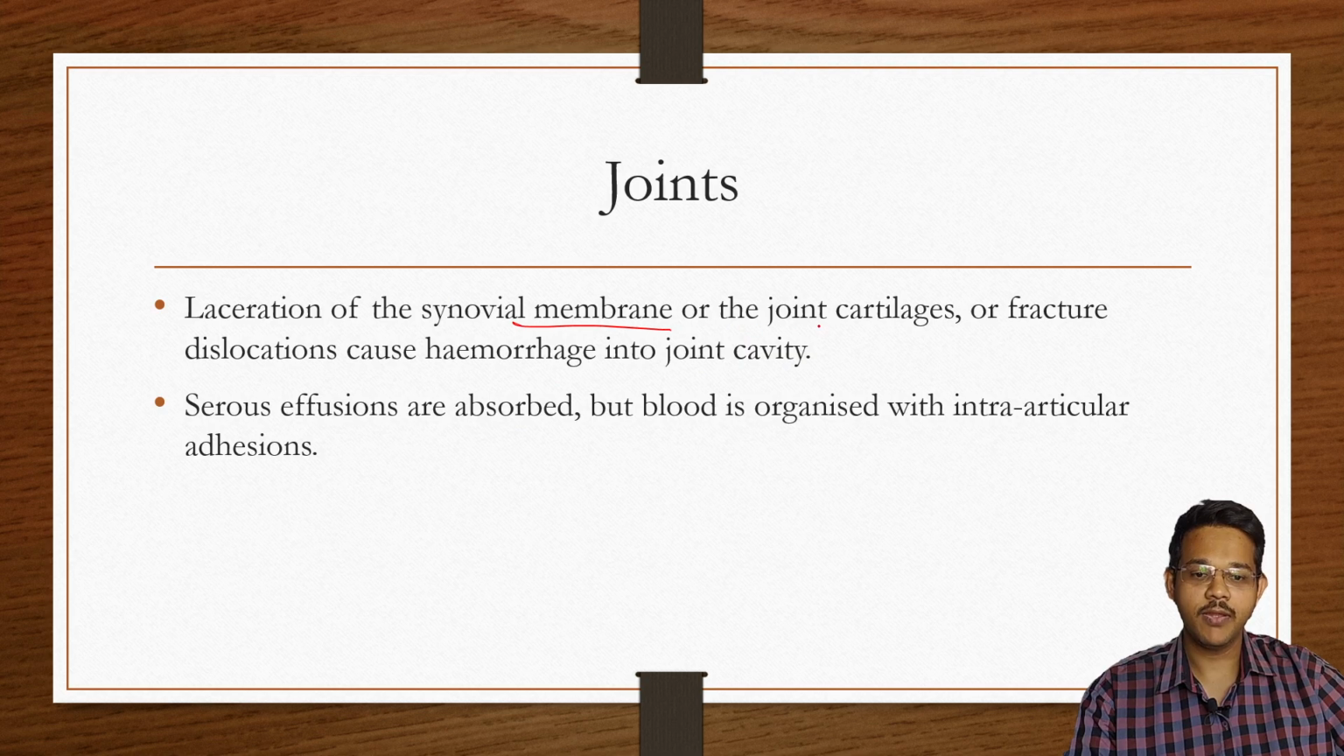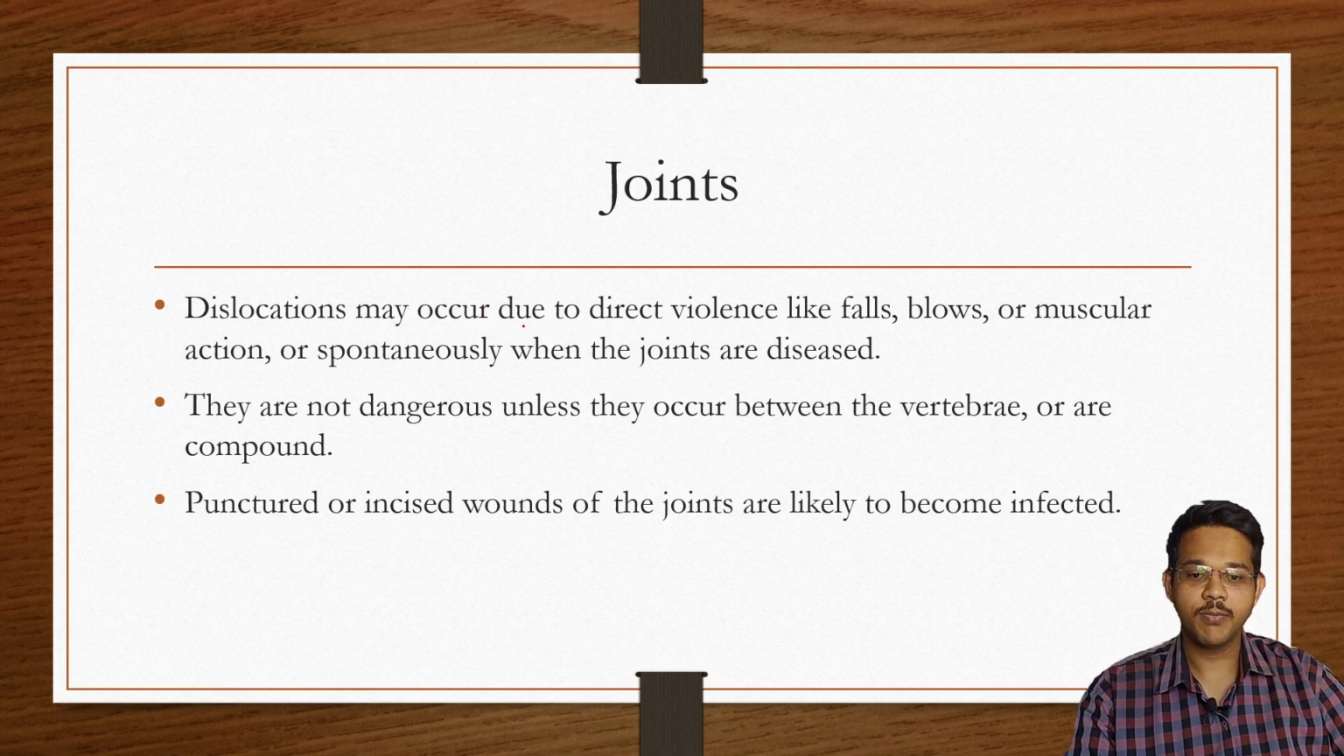Laceration of synovial membrane or joint cartilages or fracture dislocation can cause hemorrhage into the joint cavity. So any injury which may cause lacerations may cause huge hemorrhage into the joint cavity, which may restrict the movement. Serous effusions are observed, but blood is organized with interarticular adhesions as the joint starts healing. Dislocation may occur due to direct violence like falls, blows, or muscular actions, or spontaneously when joints are diseased.